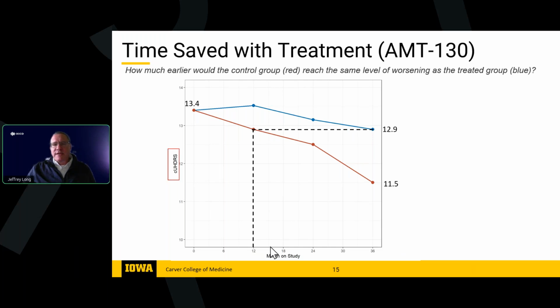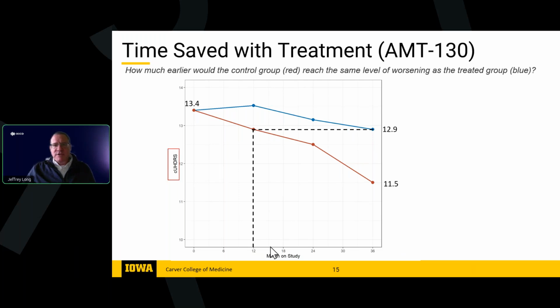And the way we do that is we start with the last mean value of the treatment group there at 36 months, which is 12.9. And our question here is, when did this value of 12.9 occur for the control group? And so we just trace back with a horizontal line, as I have there, until we find that value of 12.9 on the control curve. And then we drop down to the time on study, which we can see is 12.